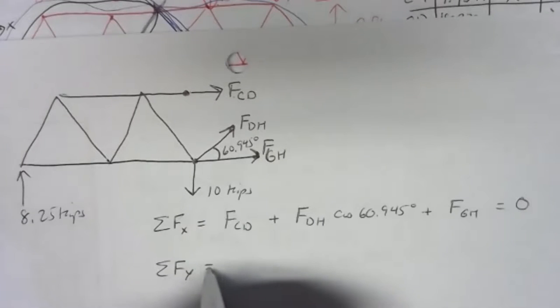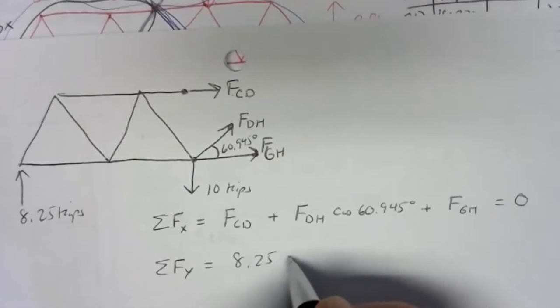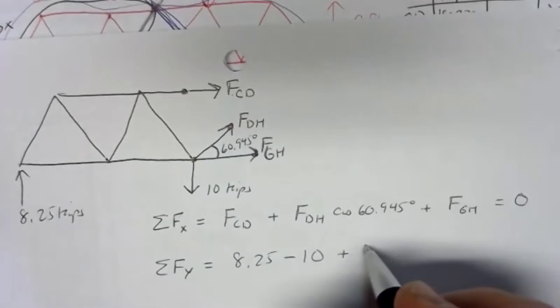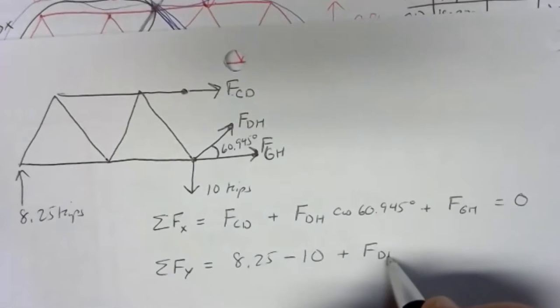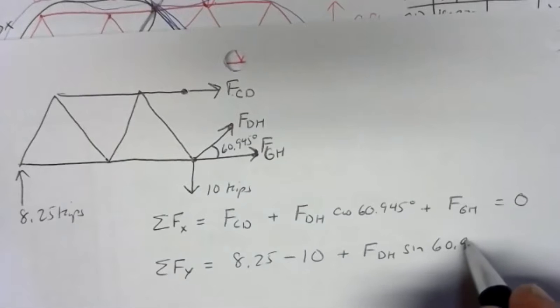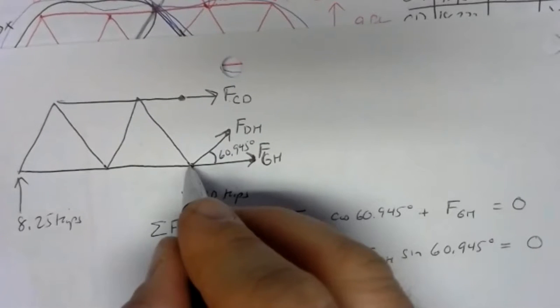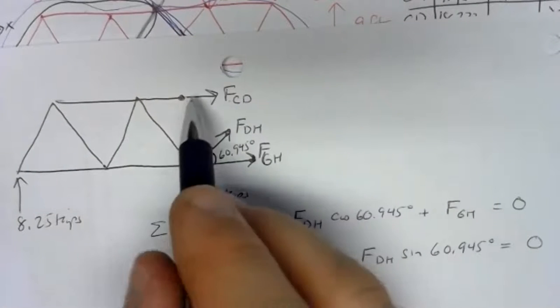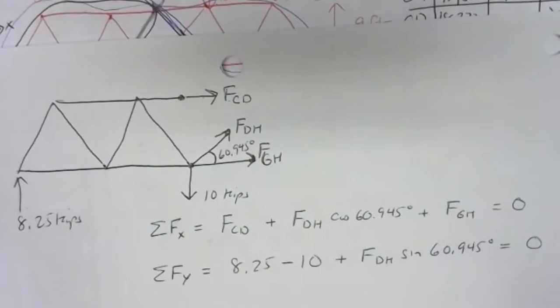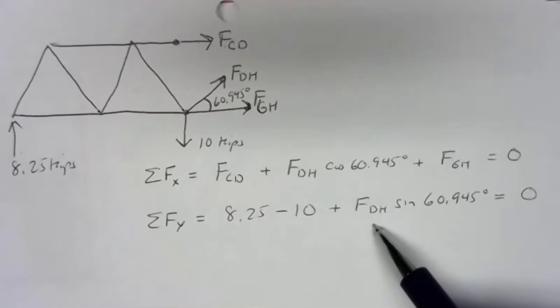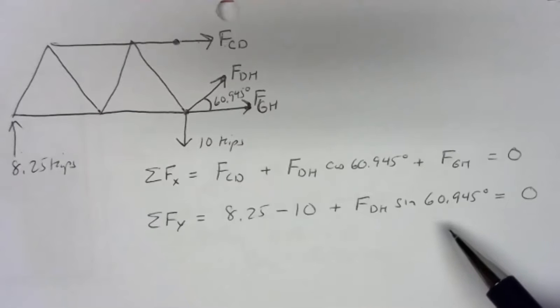If we do our sum of forces in the y direction, we've got a positive 8.25 kips. We've got a negative 10 kips. And then we've got a vertical piece of FDH. We've got FDH sine of 60.945 degrees. And that's all we've got in the y direction. And we could go ahead and get the moment equation too. We'd probably pick H for that, and that would give us a moment with FCD and with the 8.25. But if we look at what we've got right here in the y direction equation, we want DH. In the y direction equation, DH is the only unknown. So if we solve the y direction equation, we're done.